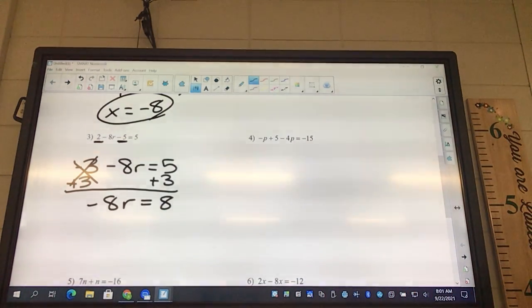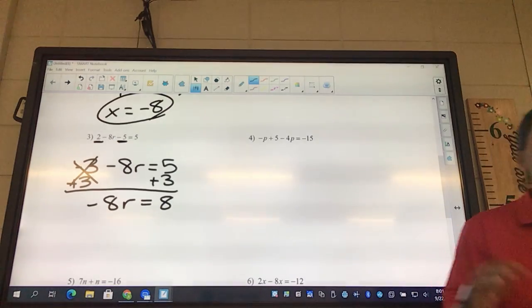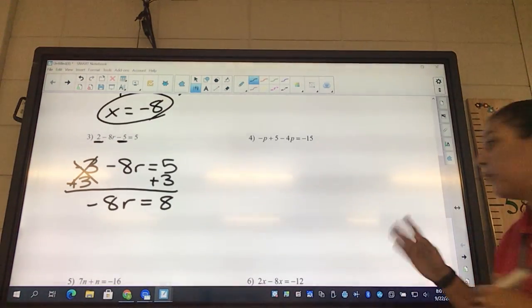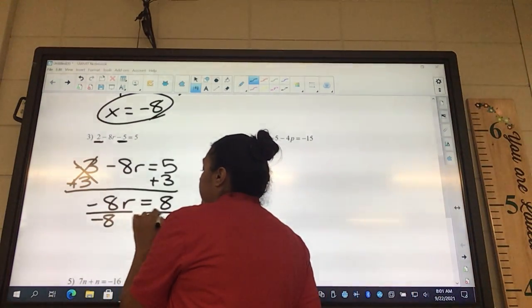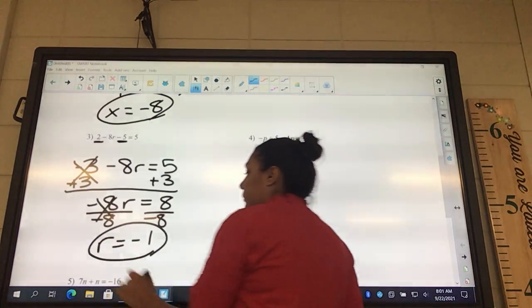Okay, now what do I do? Now I'm ready for the breakup. How do I break those two up? Divide. Okay, every single step you're going to combine, add, subtract, and then multiply or divide. So you pick one from the options I put up top. Okay, so we say divide by negative 8. We got r equals negative 1.